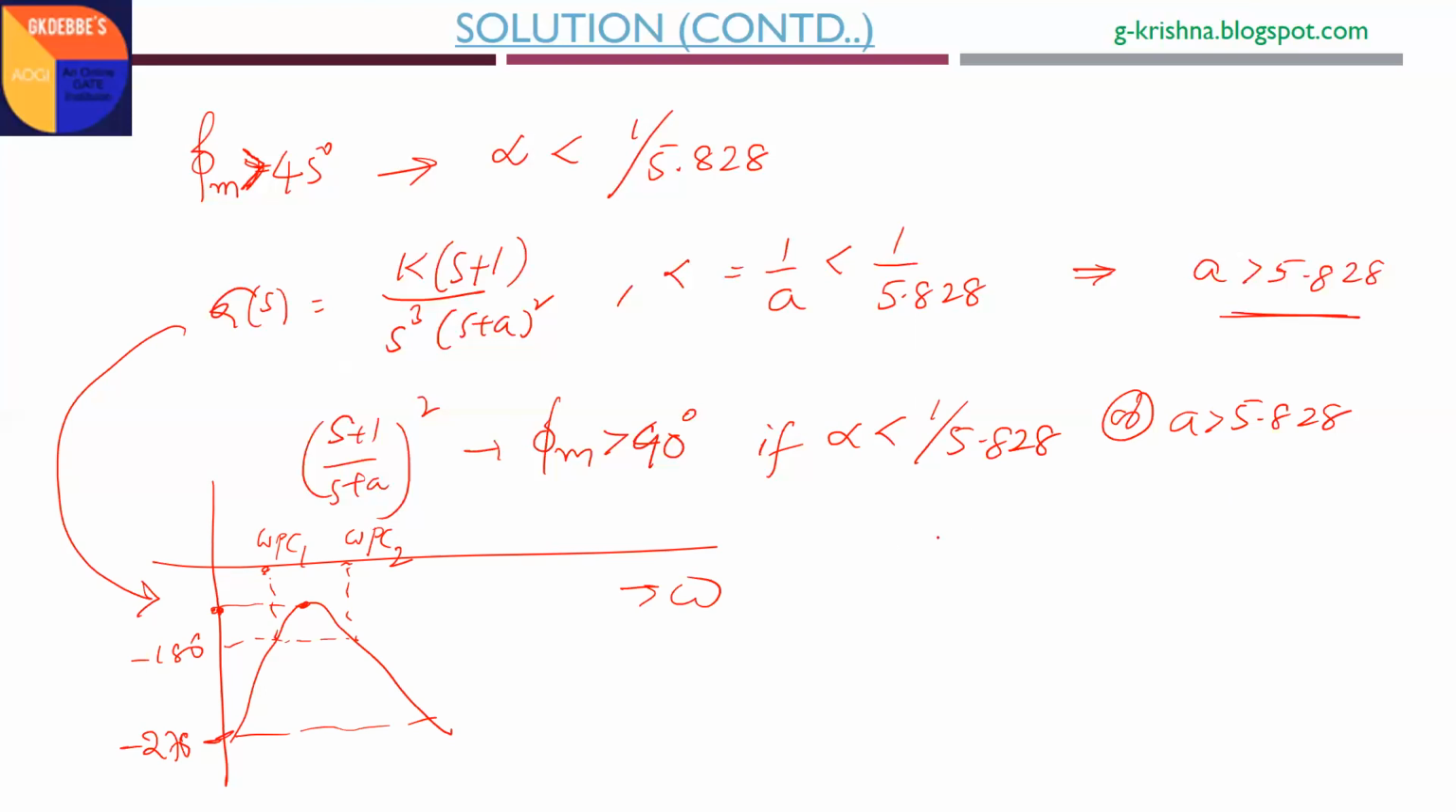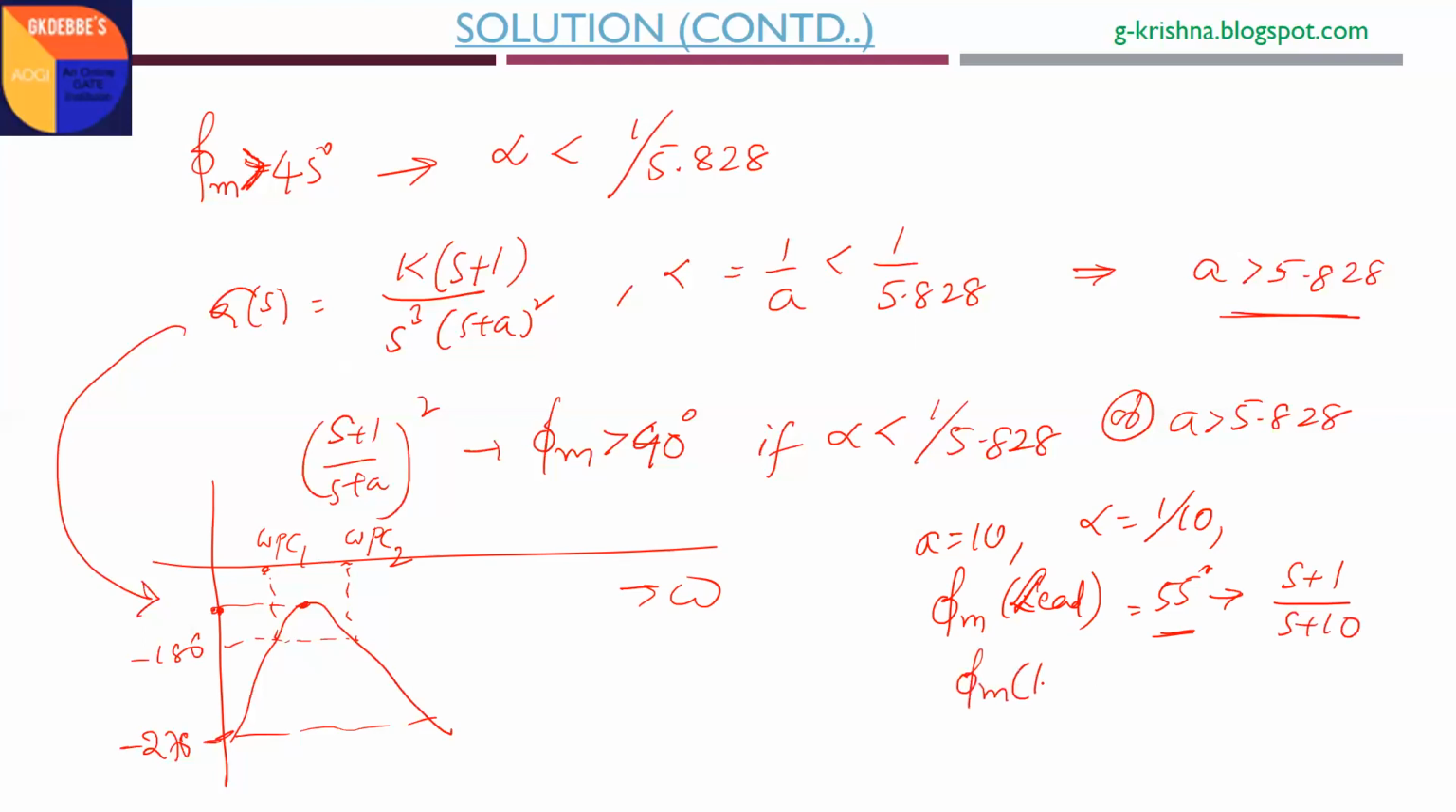If you select a equals, for example, 10, alpha will be 1 by 10, and the maximum phase shift provided by one lead system will be 55 degrees, or 54.9 exactly. It is 55 for one lead system, s plus 1 by s plus 10. Two lead systems in cascade will provide 110 degrees, that is (s plus 1 by s plus 10) whole square.